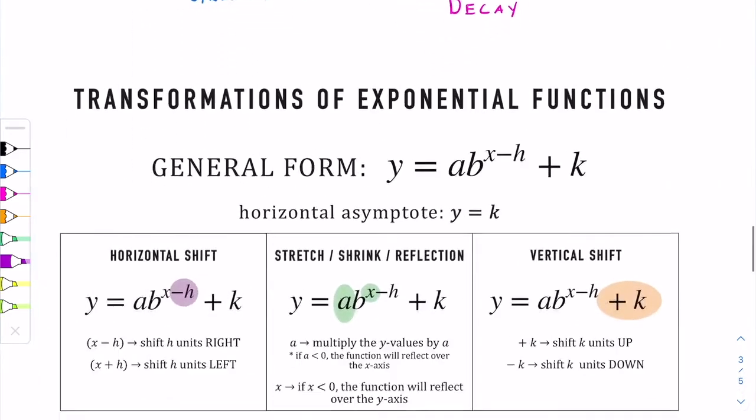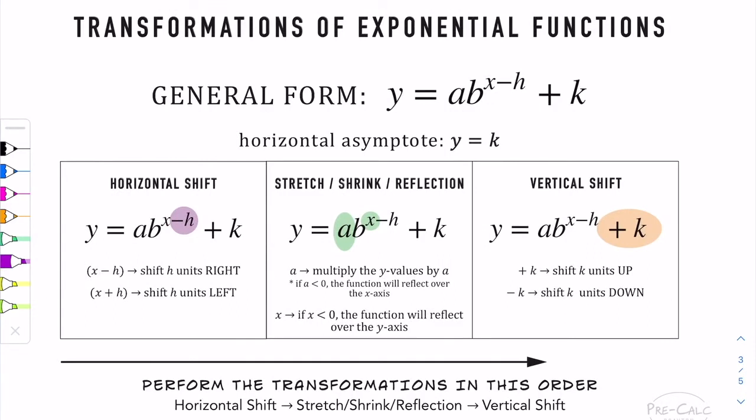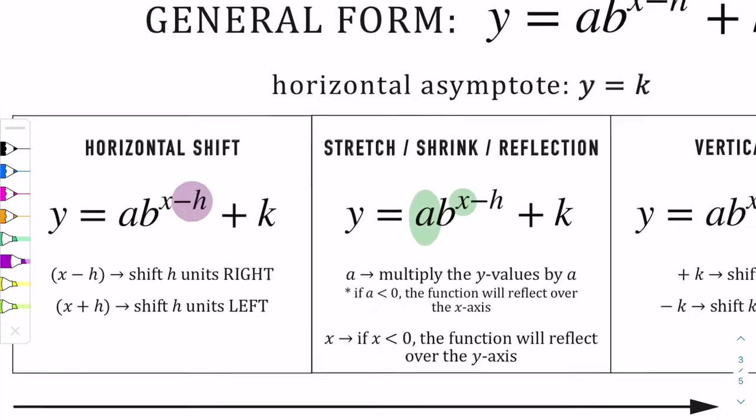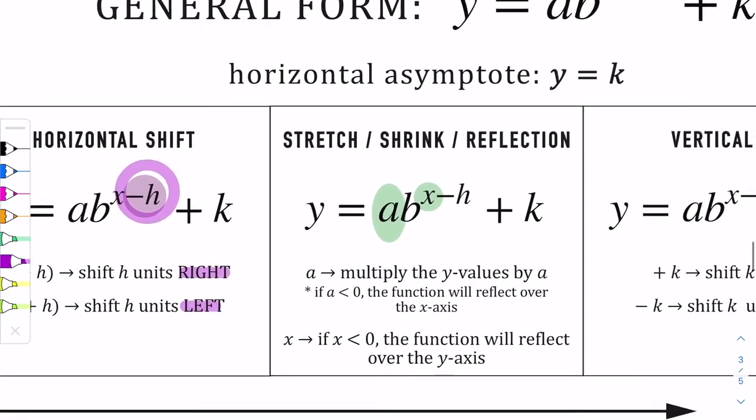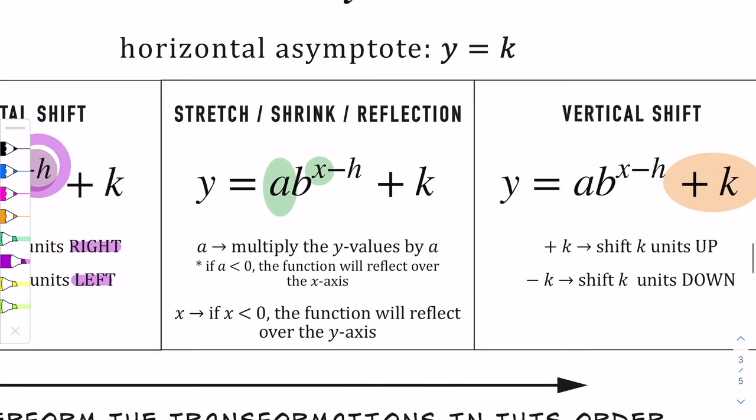For now, take a second and review your transformation rules. These are the same rules that we went over at the beginning of the year. All right, the horizontal shift is found by your value of h. If you have x minus h, you're shifting to the right. If you have x plus h, you're shifting to the left. The next transformation that you need to do, following this order, so first horizontal shift. Next, you need to look at your stretch, shrink, or reflection. That's found by either your A value, which is telling you that you are stretching or shrinking, and by your X value, which is telling you that the function is reflecting.